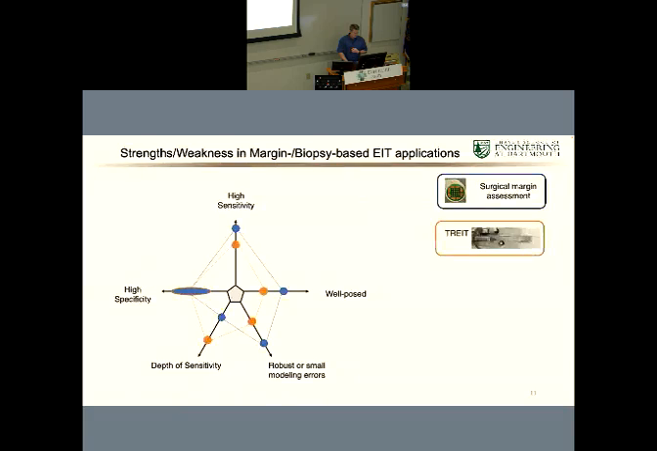So that's one example. And then when we switch over to our treat setup, so this is again the enhanced prostate biopsy, we're actually sticking the electrodes into the prostate, so we have great depth of sensitivity. But then there's a small factor that we have to fuse stuff, we have to track stuff, we have to solve this really complicated inverse problem. So we get knocked down a little bit in the robustness and the well-posedness. And also we're trying to image the entire prostate, so the sensitivity is a little bit lower.